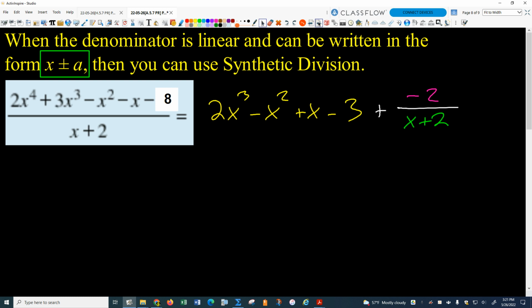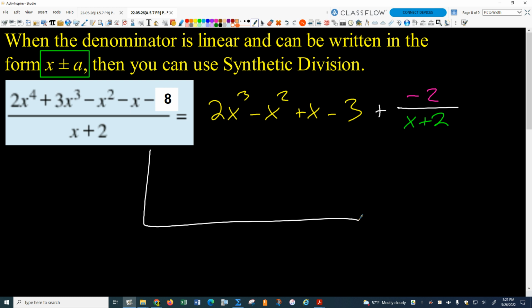Okay, here's how this works. Now you got to watch very closely. Super easy to do, but it's a process. So Jordan, Maddie, you guys got to watch this. So when you're doing synthetic division, when the bottom is simple like that, x plus a number or x minus a number, you just make this big L-shaped bracket. That's the synthetic division bracket.